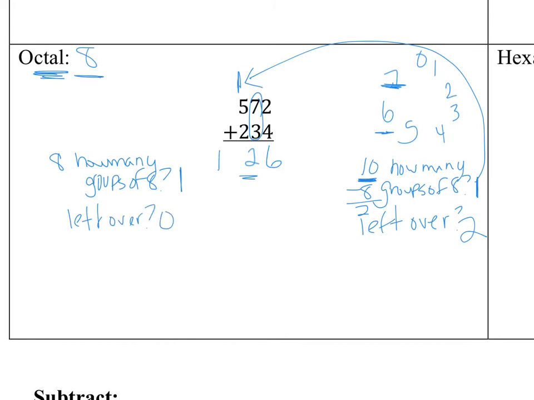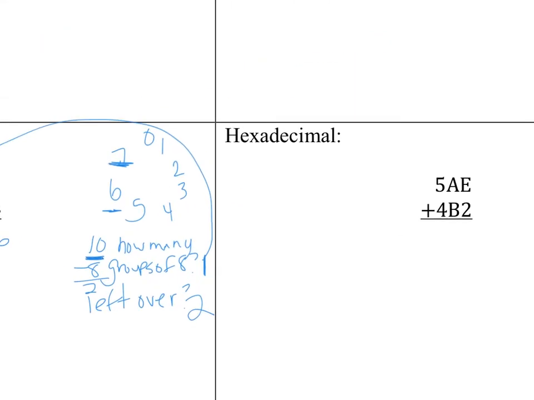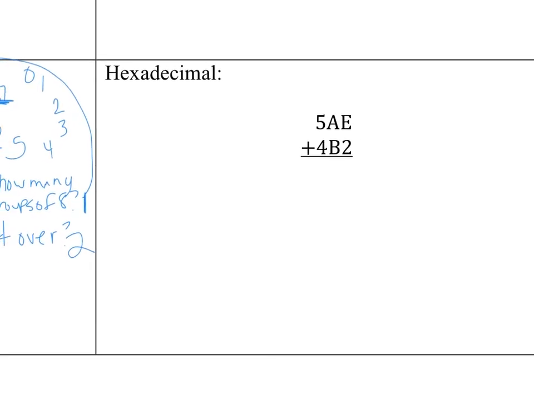So this is 1, 0. So if I add 5, 7, 2, and 2, 3, 4, I get 1, 0, 2, 6 in octal. It's pretty cool. I like doing it. I'm going to do hexadecimal, then I'm going to go back to binary.